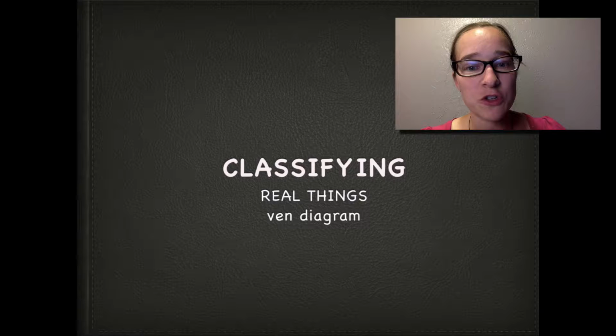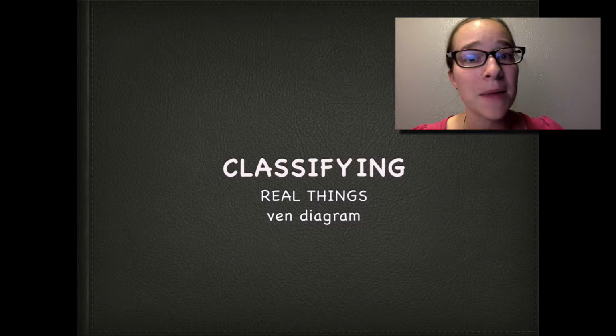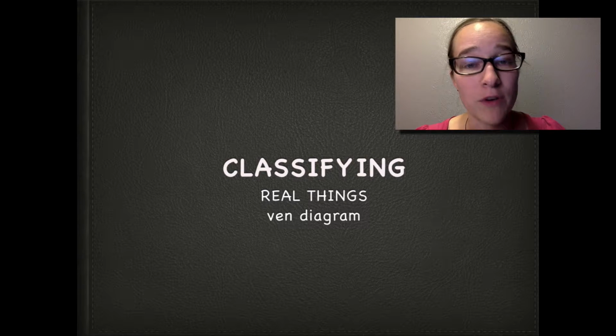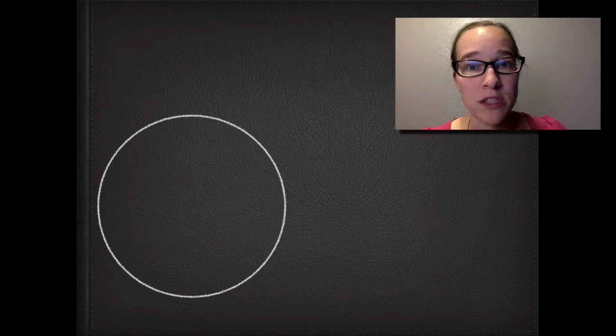We're going to be using pictures of real things, and we're going to be using Venn diagrams to classify or to categorize those things and show how they are the same and how they are different from one another. Let's get started. In a Venn diagram, we start with one circle, and we'll label this circle toys.